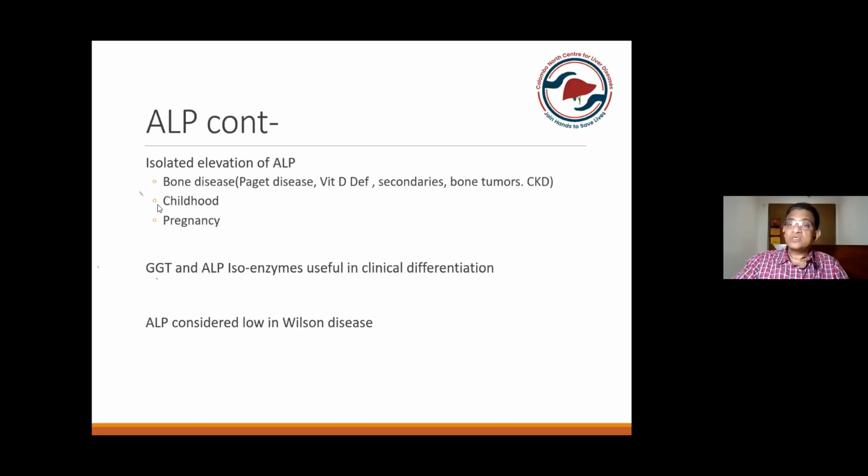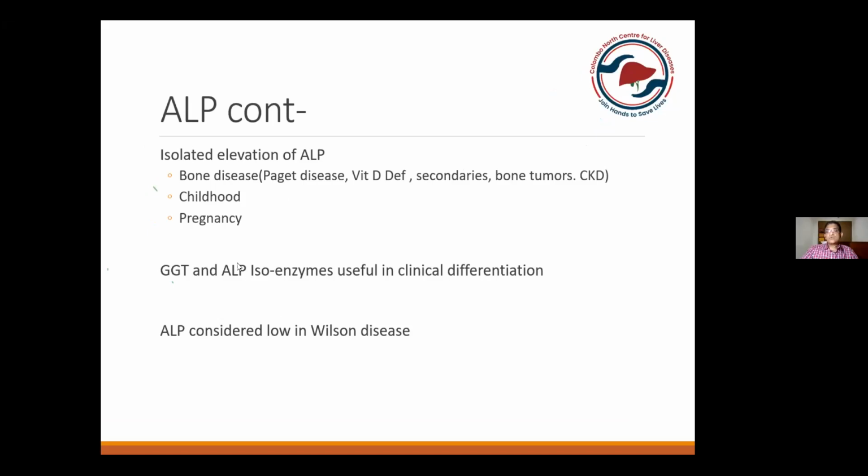Then in childhood, pediatricians will know that alkaline phosphatase is always elevated during the growth period. Then in pregnancy, it is due to placental alkaline phosphatase. So alkaline phosphatase elevated in the absence of gamma GT, then it's very likely to have another cause other than liver disease. So you can do isoenzymes, but it's very costly and it's not routinely available.